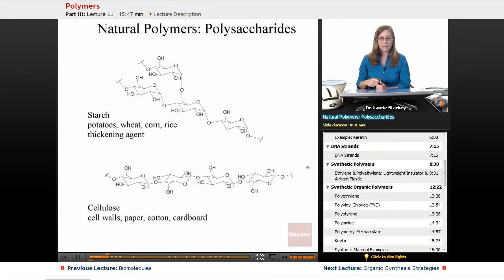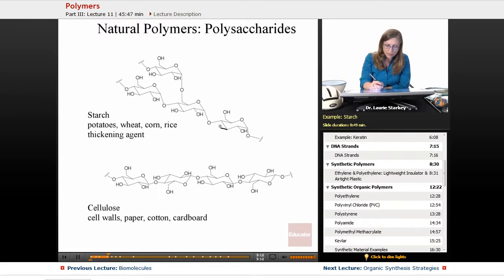Polysaccharides are another example of natural polymers. This is when we have saccharides, sugars, linked together in very, very long chains. A couple examples of that, starch and cellulose. Starch, these are all glucose units in both of these.